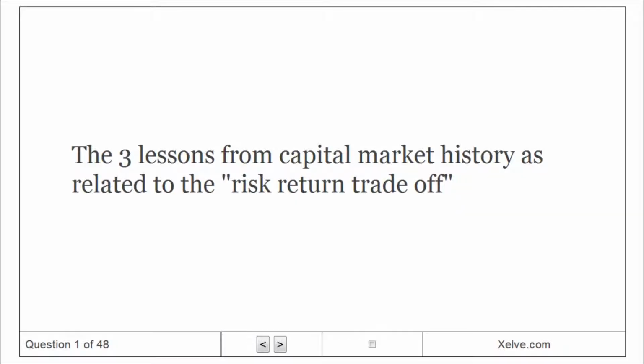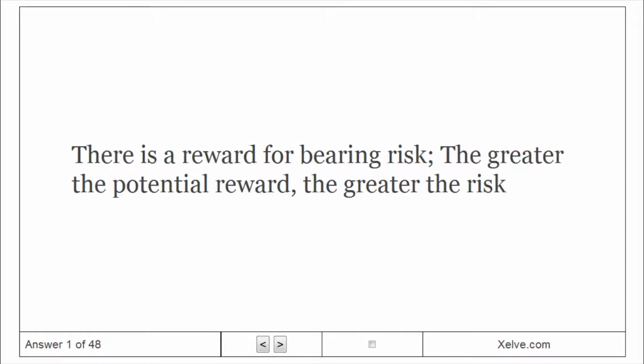The 3 lessons from capital market history is related to this risk-return trade-off. There is a reward for bearing risk. The greater the potential reward, the greater the risk.